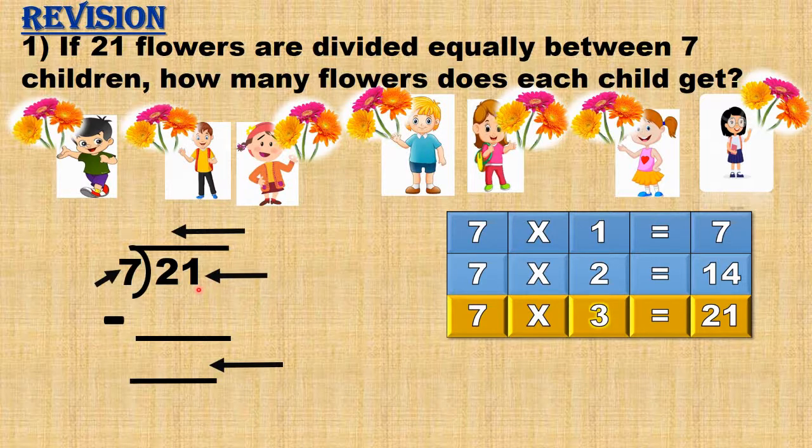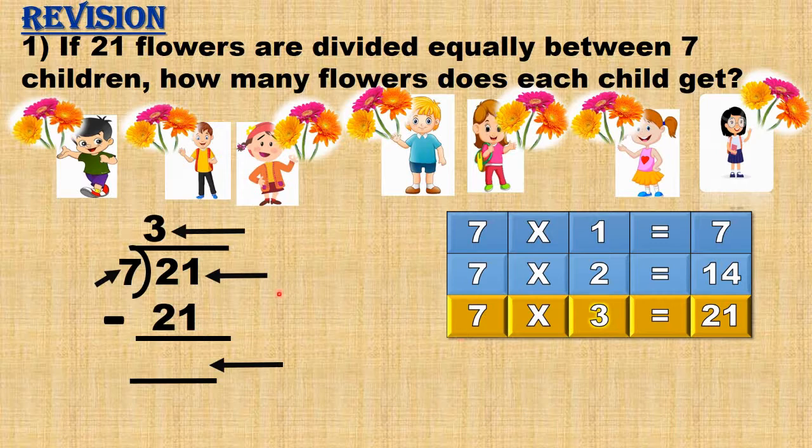I distribute 1 flower to each. So 7 children multiplied by 1 flower is equal to 7. After that, I have given 1 more flower to all the children. So 7 multiplied by 2 is equal to 14. So 14 flowers are used. Still I had many more flowers, so again I gave 1 flower to all the children. So 7 children get 3 flowers, and 7 multiplied by 3 is equal to 21.